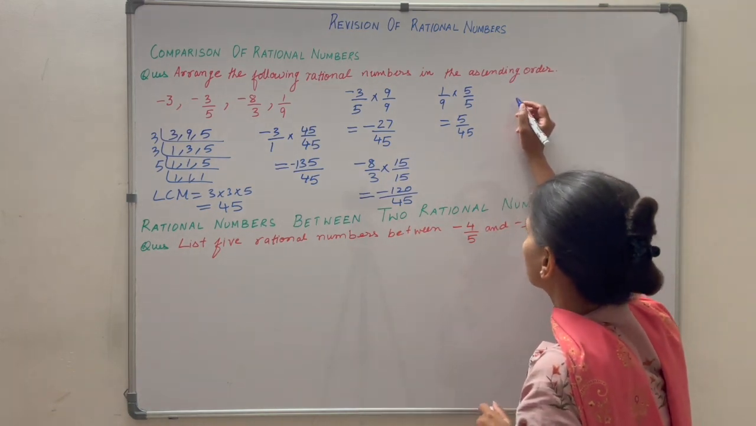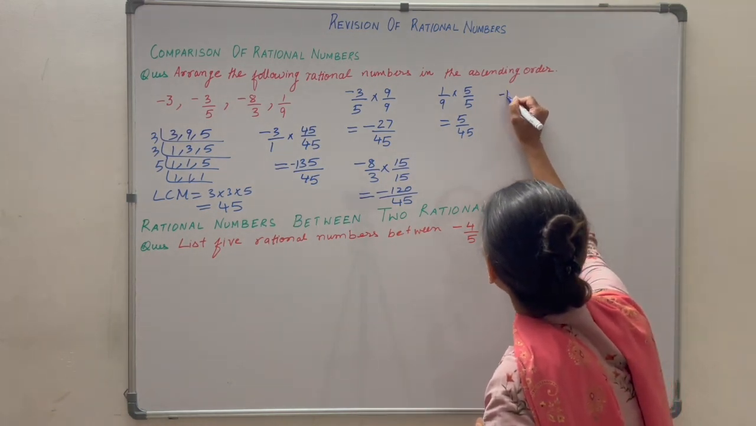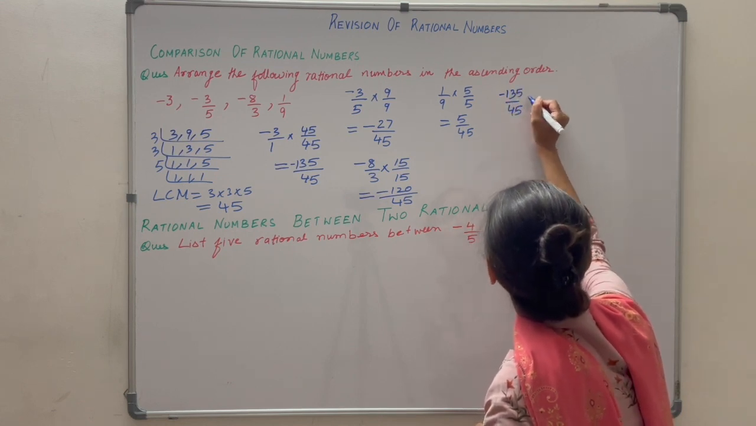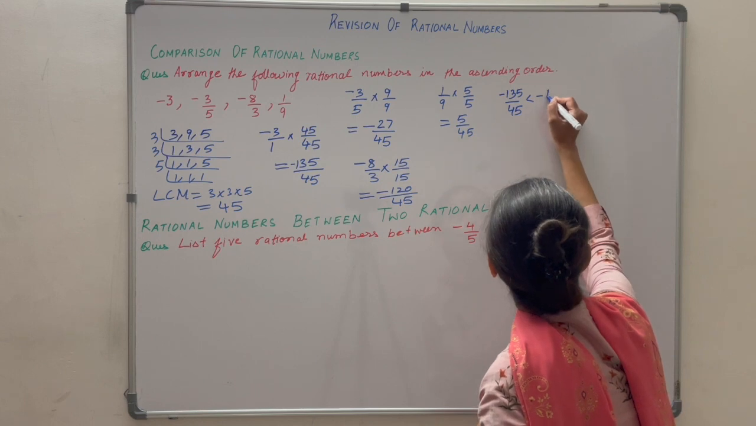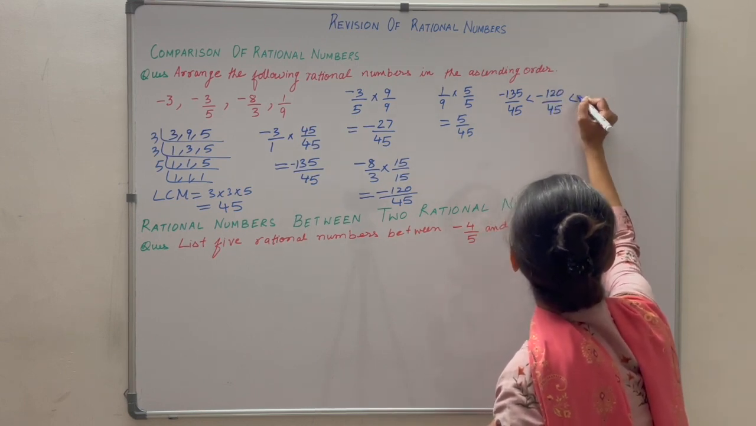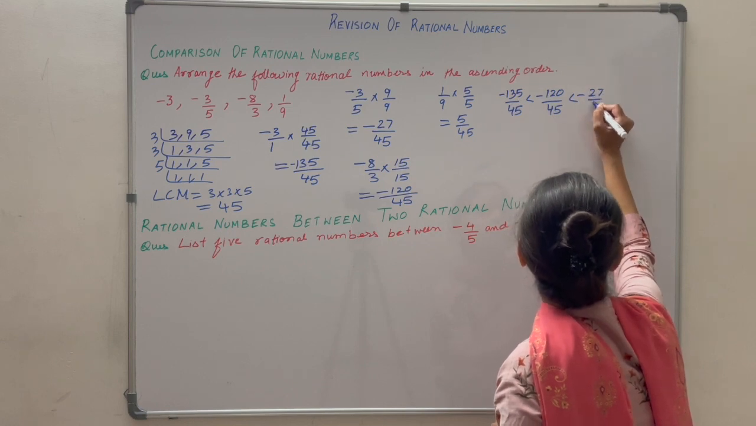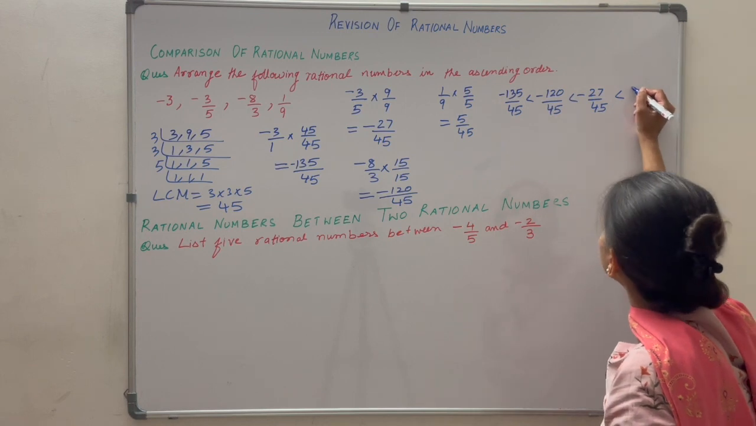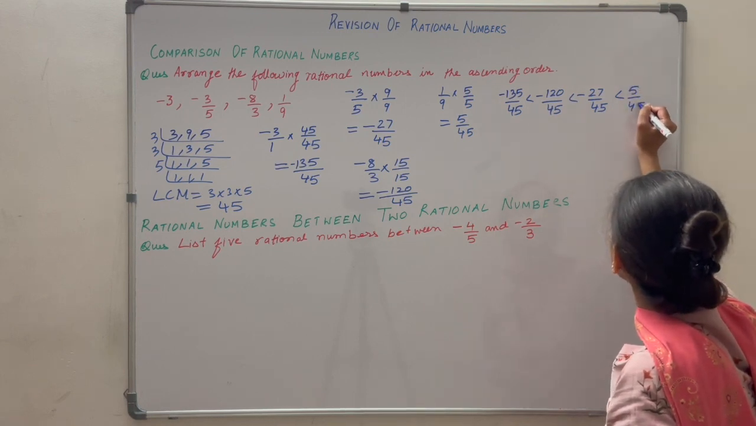So let us write down. The smallest rational number is minus 135 upon 45. Then you have minus 120 upon 45. Then you have minus 27 upon 45 and then you have 5 upon 45.